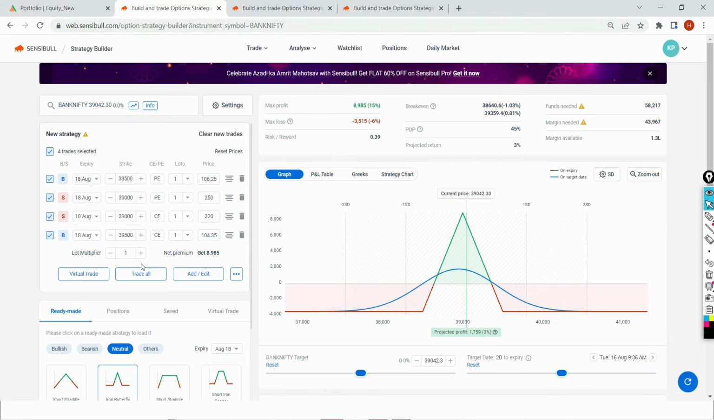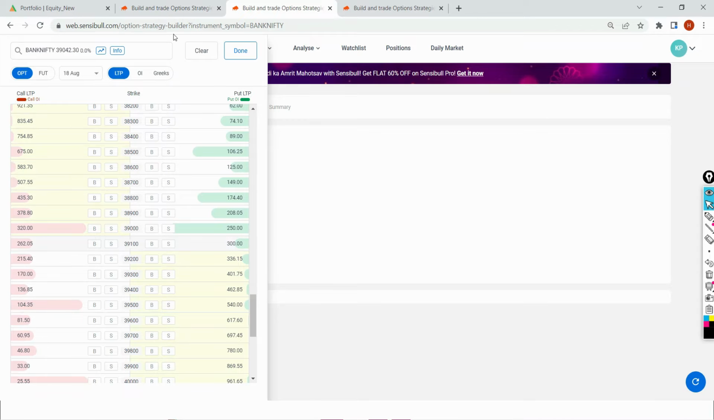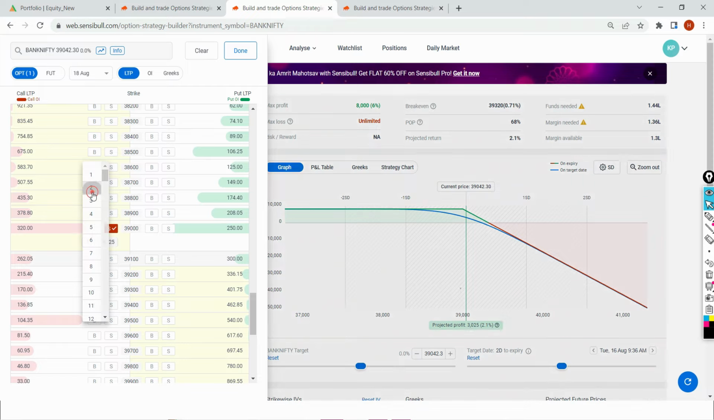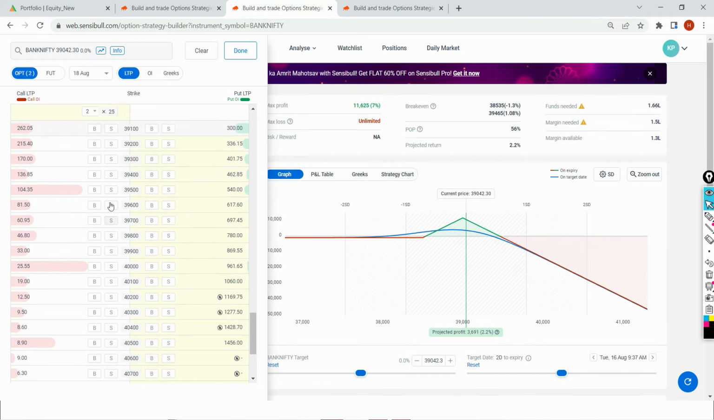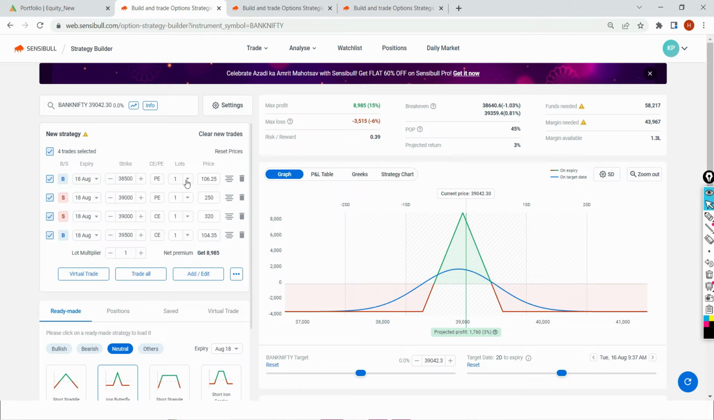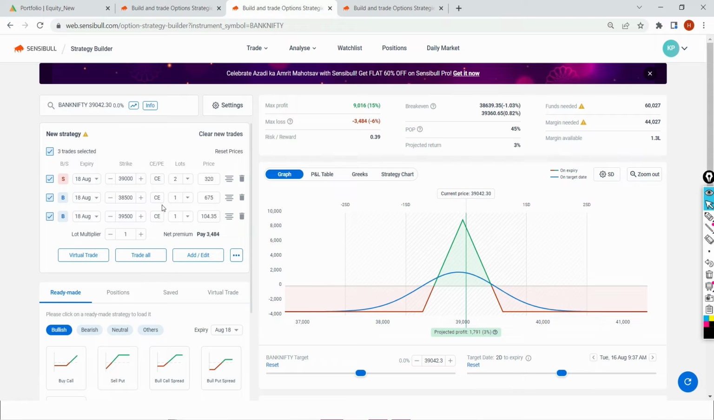What did we deploy? We deployed the call side, right? 39,000 is a sold position. So I'll go for 39,000. I'll sell 2. Then 38,500, same thing, right? 39,500. So this is your butterfly. See friends, technically this is a 4-leg strategy, but this will look like a 3-leg strategy because we have 2 quantity of sold position. This is your butterfly and this is your ironfly. This is 3-leg but technically a 4-leg strategy.